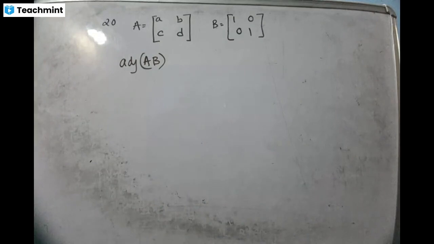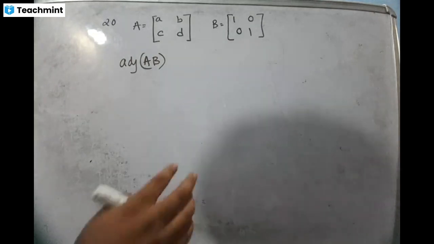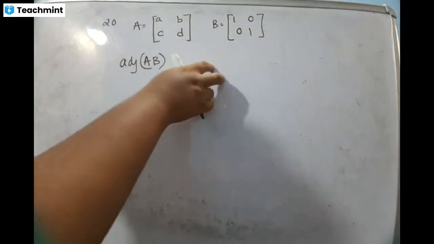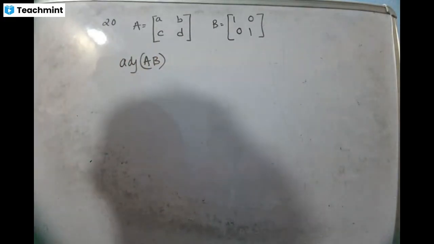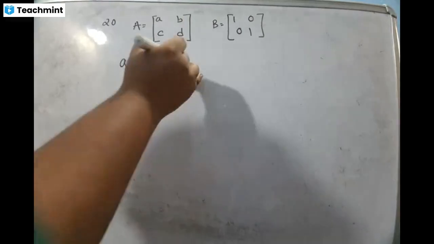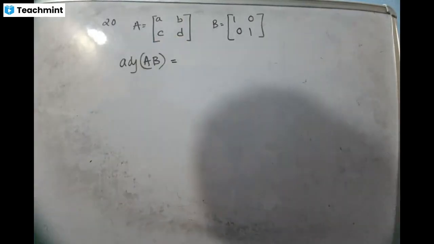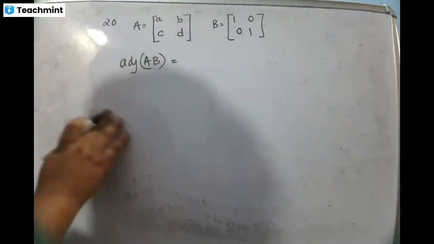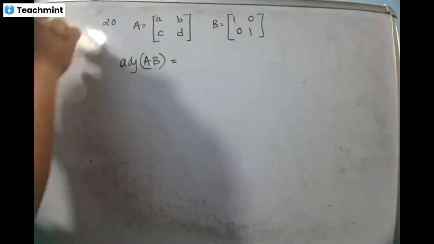So how will you proceed, everyone? One way of doing it is you multiply A and B, whatever matrix you get, then find the adjoint of that. That is the normal way. But since we already know one property, let us use that, because the property might be useful.